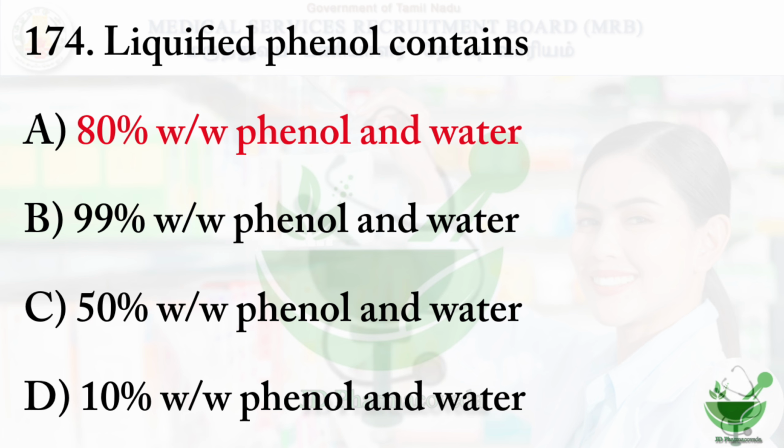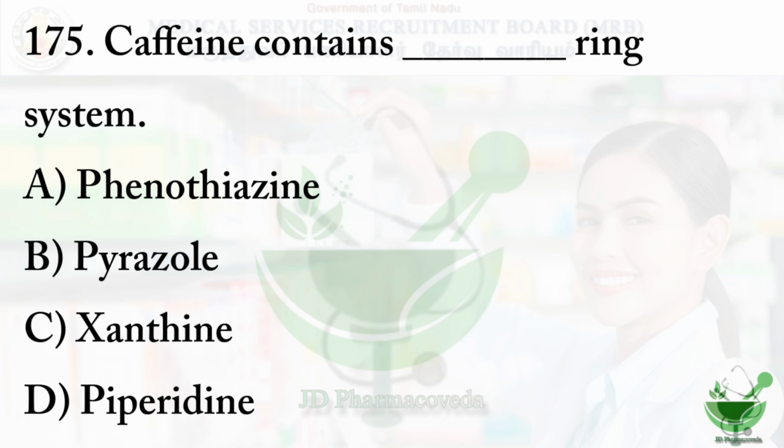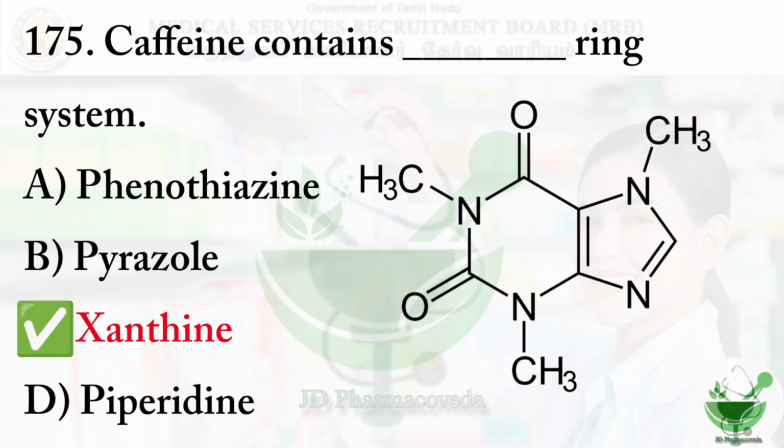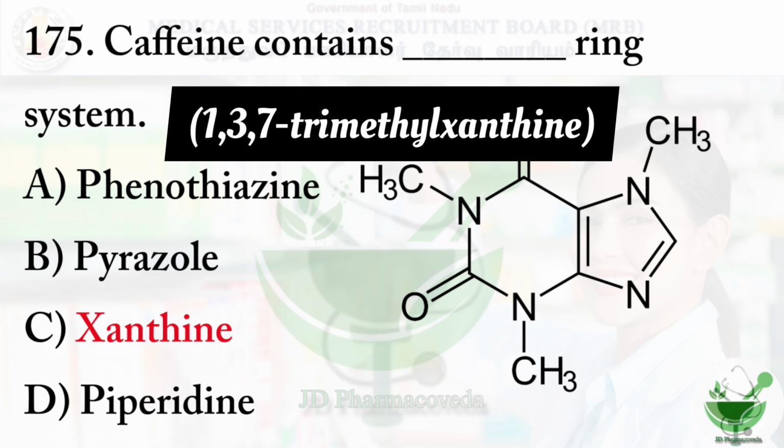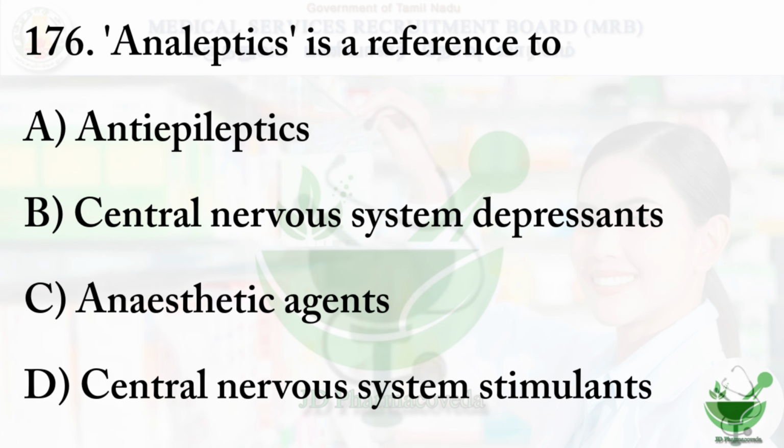Then question number 175. Caffeine contains dash ring system. Option A phenothiazine, option B pyrazole, option C xanthine, option D piperidine. So the right option is option C xanthine. Here the chemical structure of caffeine is 1,3,7 trimethyl xanthine.